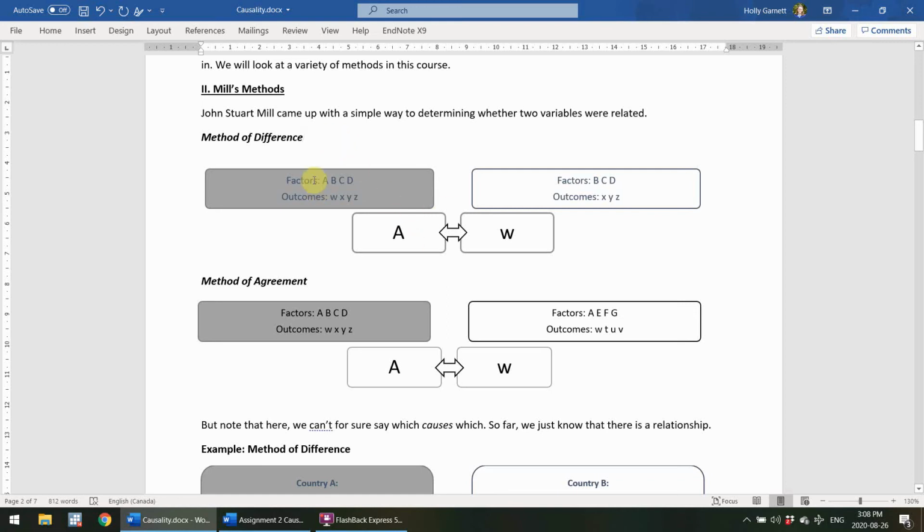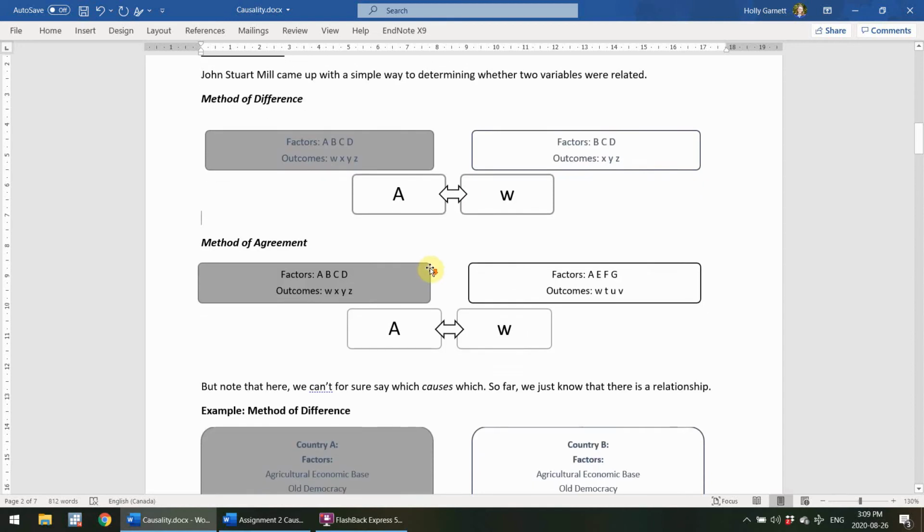Just in the abstract, let's say one country or one unit of analysis has factors A, B, C, and D, and they come with outcomes W, X, Y, Z. At the same time, we have a second unit of analysis that has factors B, C, and D with outcomes X, Y, and Z. You'll notice that the B, C, and D are in common, and X, Y, and Z are in common. But the thing that's different is the A and W. So the A must be related to the W. Don't stress too much if this seems like a weird IQ test. I'm going to give you a real life example and it'll make more sense.